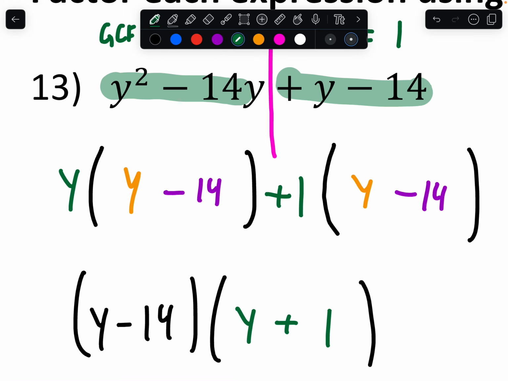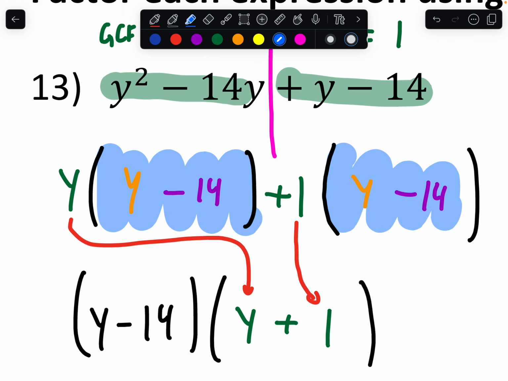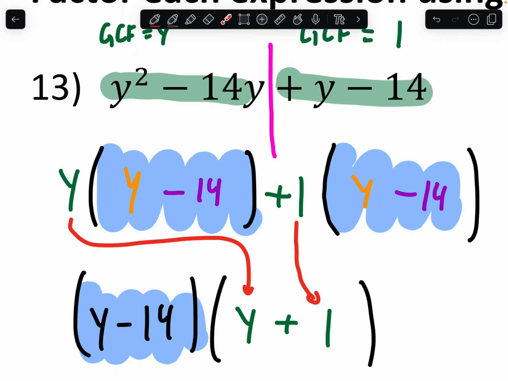So I like to think of those as my leftovers, those things that are on that side. So notice how the leftovers go together. And then the y minus 14s went together. Okay. So these two things are both right here. And then these two things are both right here. And this whole thing, when you distribute it back here, would get us to this.